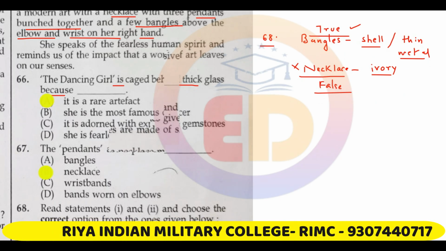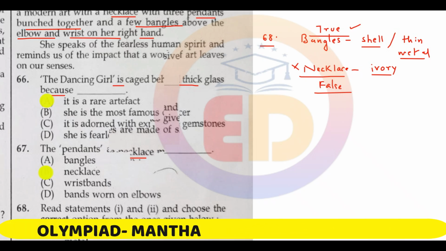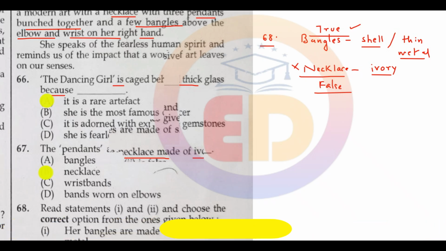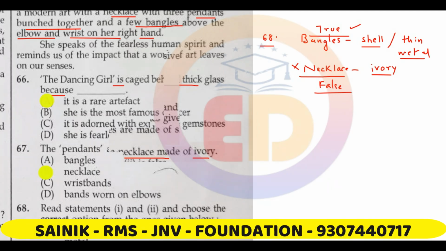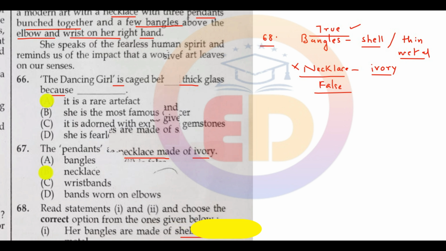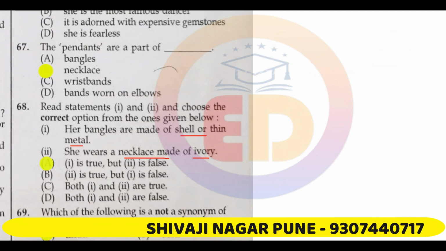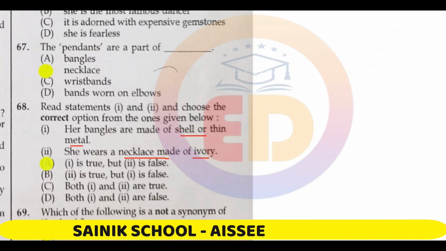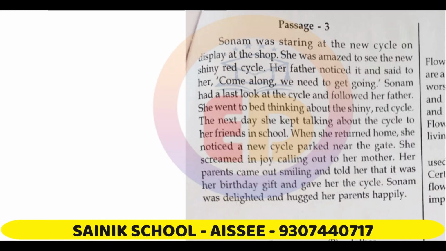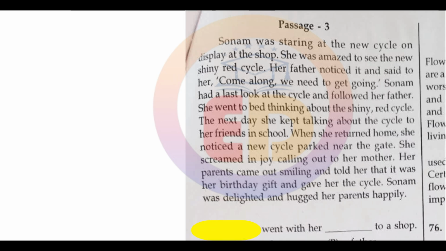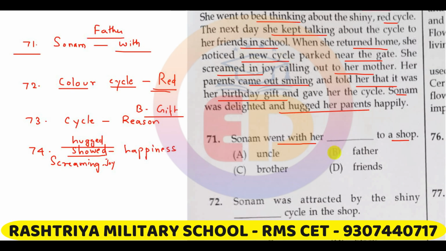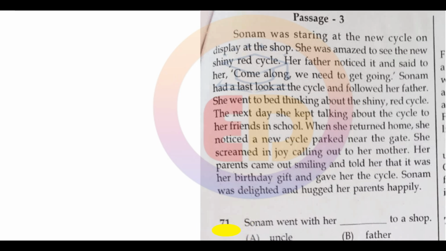68 first sentence is correct. Second is not correct. What the necklace is made of is not mentioned in the passage. So our answer will be 1 is true but 2 is false. This is how we complete all the 5 questions. Let's move on to the third passage.